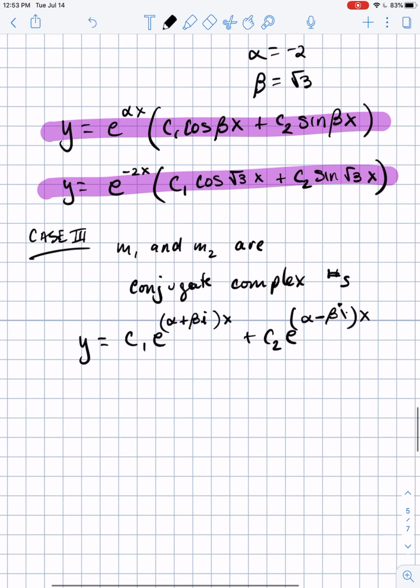But Euler, this is Euler, that's a little angle theta. So e to the i theta is cosine theta.